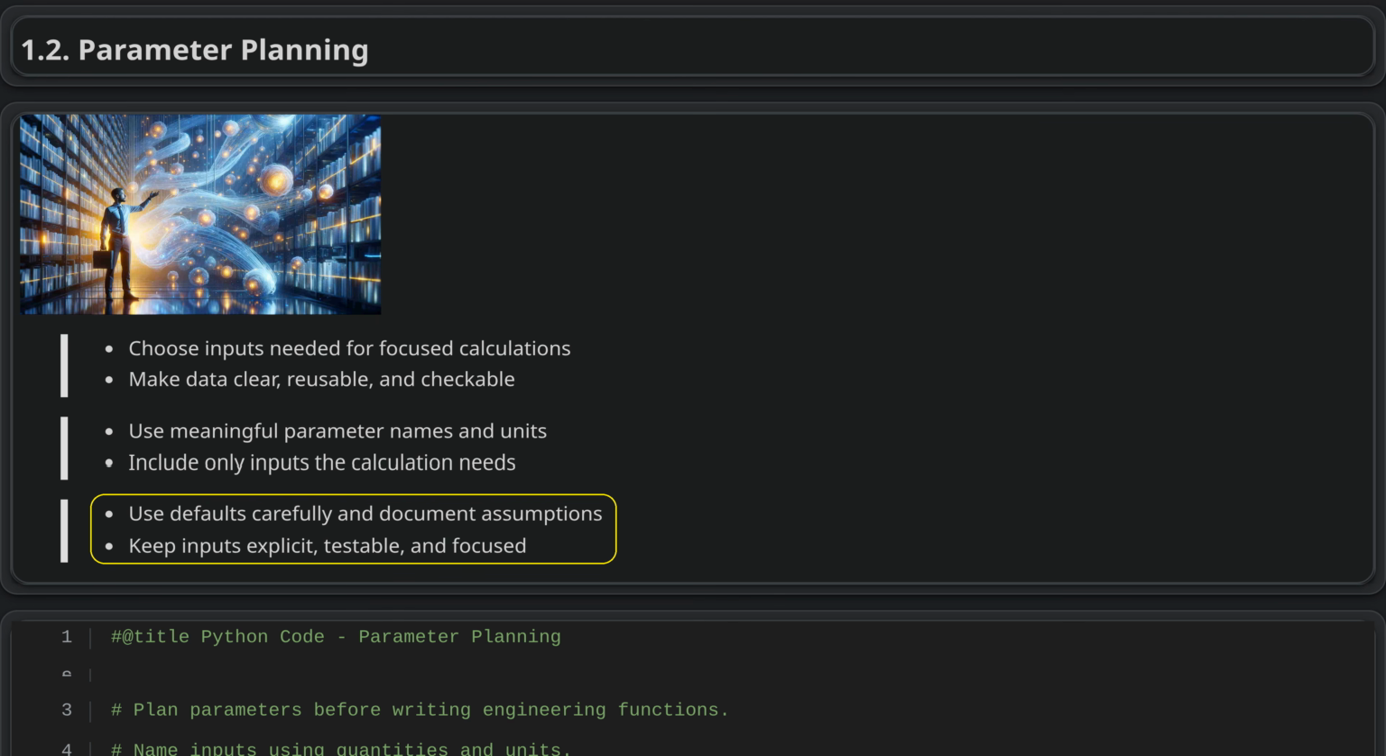When choosing function parameters, balance convenience with clarity. Defaults can simplify use, but they may hide assumptions that fail in different settings, so critical values should be provided explicitly. Well-documented stable defaults and direct control over inputs make functions easier to verify, more transparent, and more reusable.